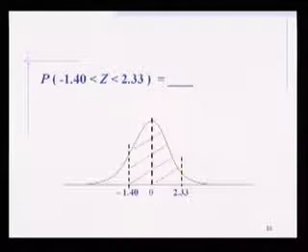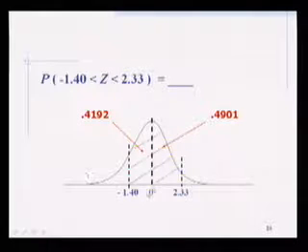Okay, let's look at another one. This one, we want to find the percentage distributed between -1.4 and +2.33. How do we do that? Now this one, you have to divide and conquer. You find out what the area is from 0 to 2.33. You can also find the area from 0 to -1.4. If you find those two pieces, you add them together. That's the total area from -1.4 to 2.33. So what would that be then?